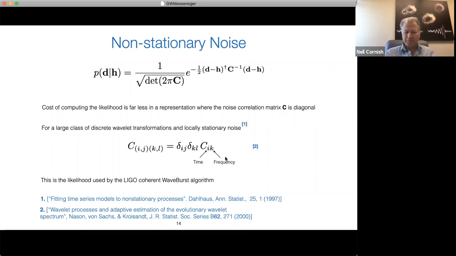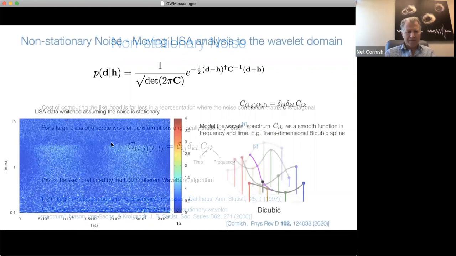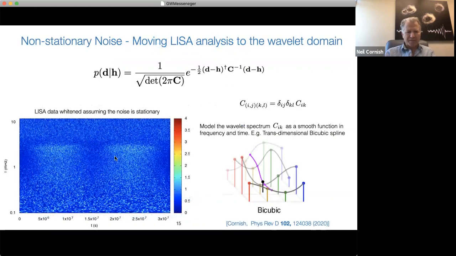It's nice and diagonal. And then we model the spectrum. The spectrum is no longer just a function of frequency. It's the time frequency map of whitened LISA data. It was whitened assuming that the noise was stationary, and you can see that that didn't do a very good job because there's components here from the galaxy that actually get brighter and dimmer over the year. And so we actually then model the spectrum as a function of time and frequency. So we have a dynamic or evolutionary spectra that we model.